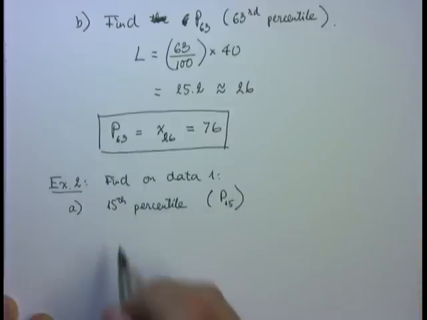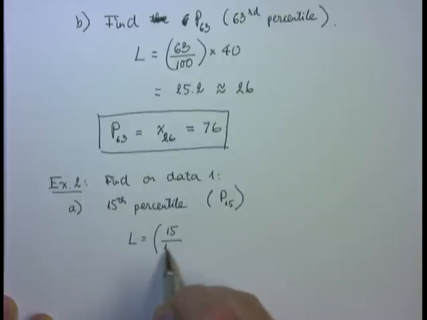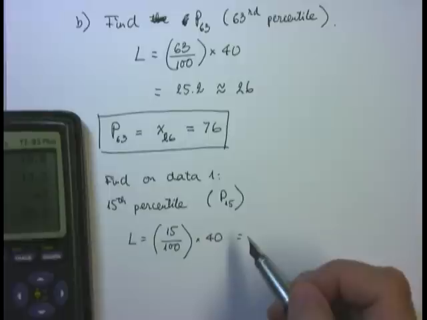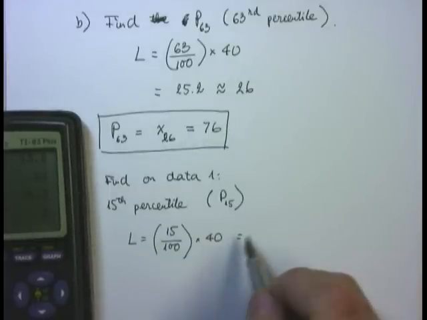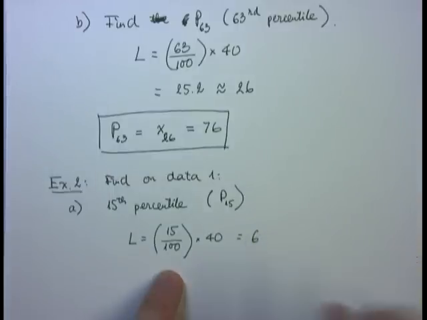Okay, so once again, to find that 15th percentile, what you need to do is find a locator, and the locator is found by 15 divided by 100 times 40. 15 divided by 100 is 0.15, and we times 40, and that equals 6. So now your locator this time turns out to be a whole number.